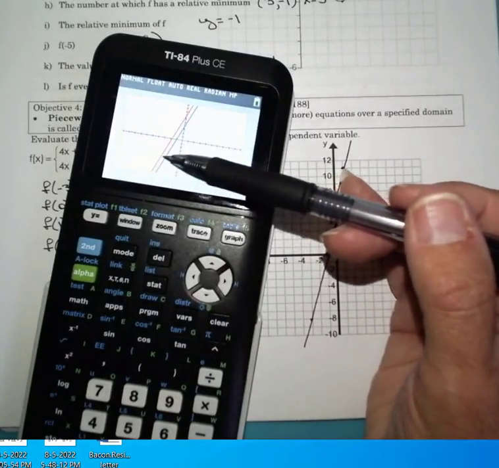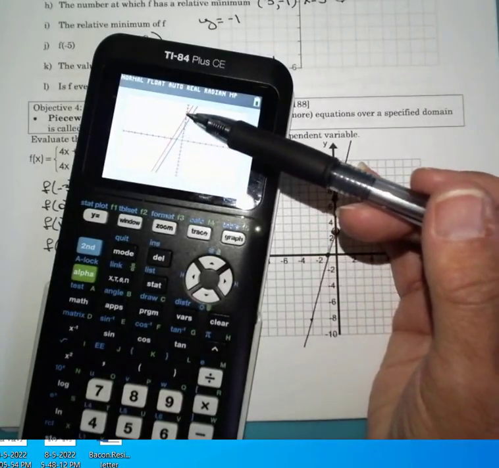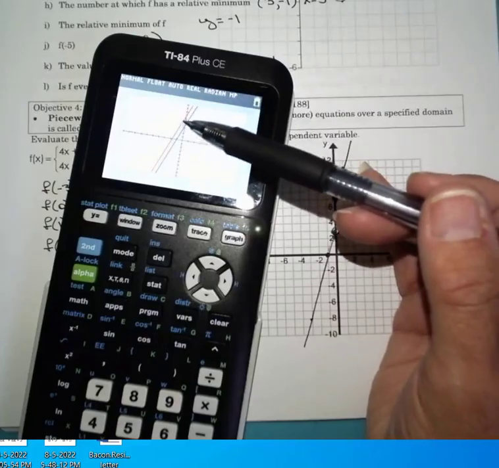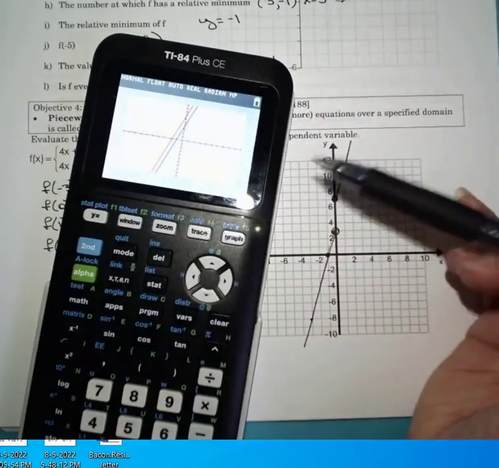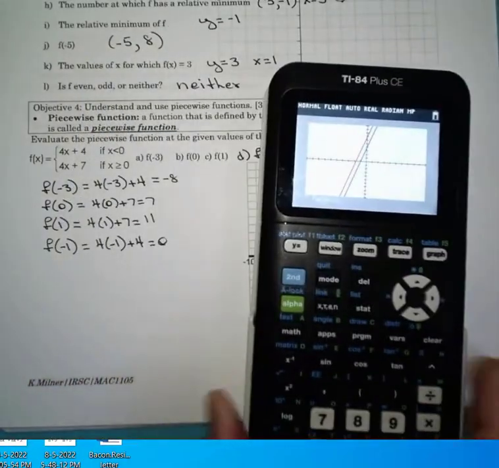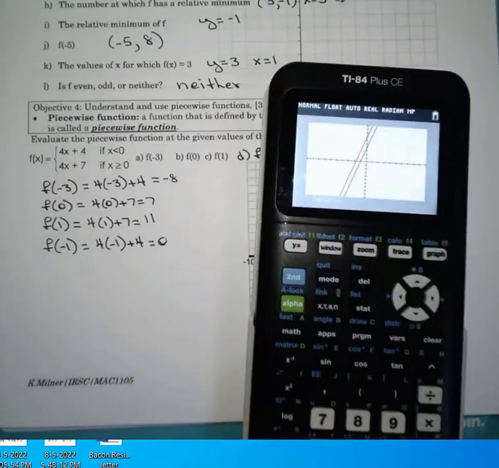This blue line was the first one. It came to here. Then I went on the red line and went up. And I just have to dismiss the other two pieces of that graph that I know are not part of those piecewise functions. So your graphing calculator can kind of help you to see if you're on the right track here.